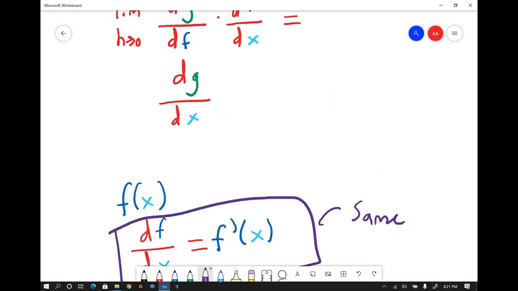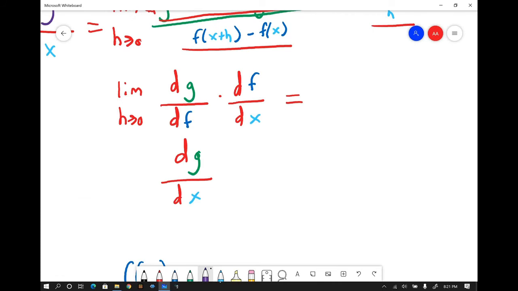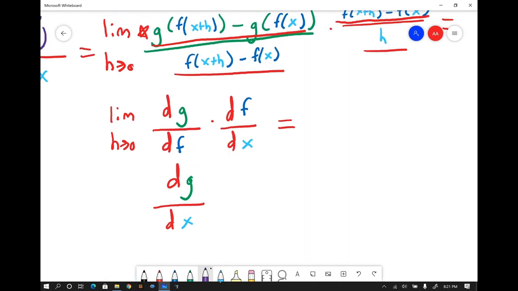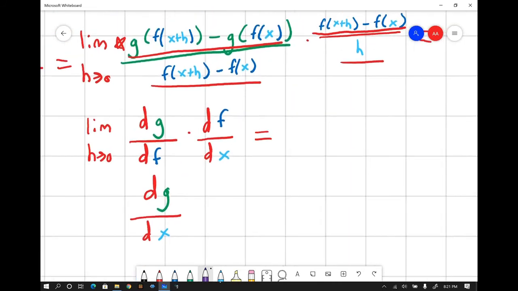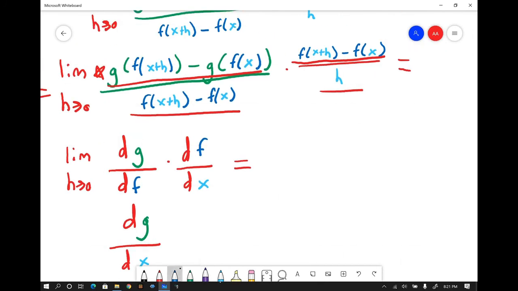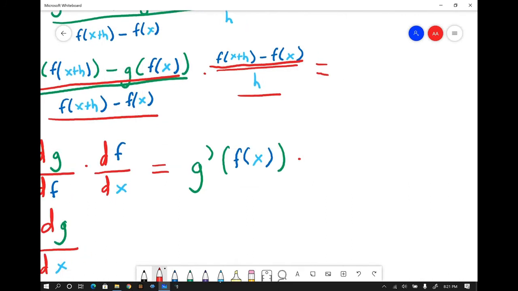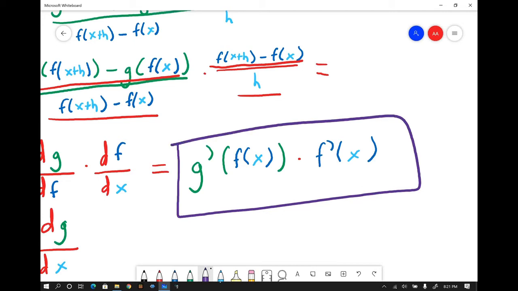And using this knowledge, we can say that dg over dx, or dg over df times df over dx, is equal to g prime of our input f of x, times the derivative of x, which is f prime of x. And this is what the chain rule is. This right here is what we were looking for.